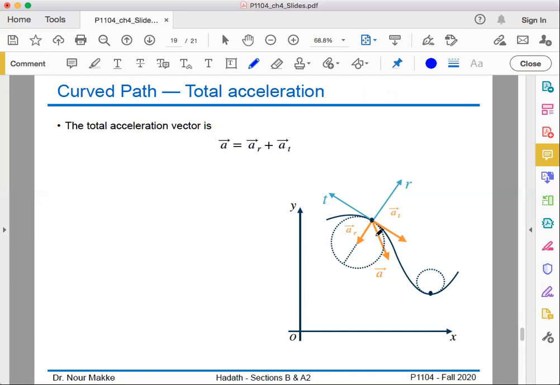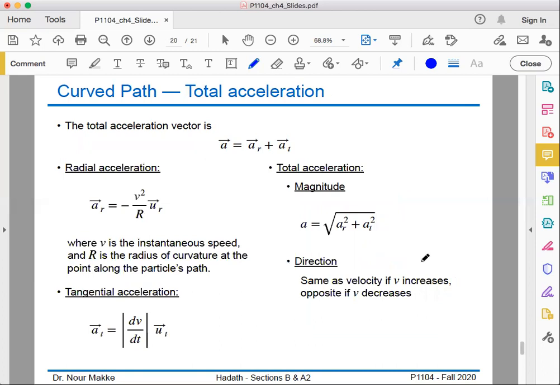But overall, we can say that the acceleration vector is the summation of two components, the radial component and the tangential component. And if you want to draw the A vector, all you need to do is sum up these two vectors, and on a graph, this is how it's done. So this is why you end up with this vector A, the total vector A, which you can define at each point along this curved path. And here you have some more details about these components. So let's start with the radial component.